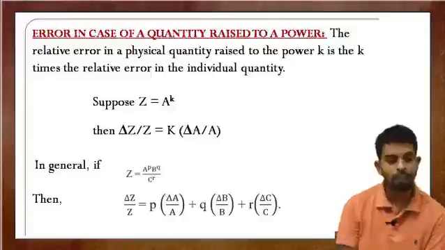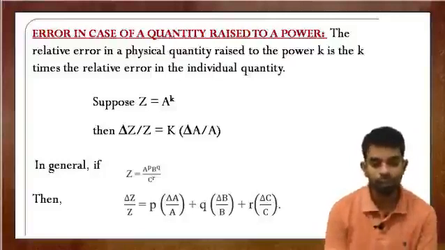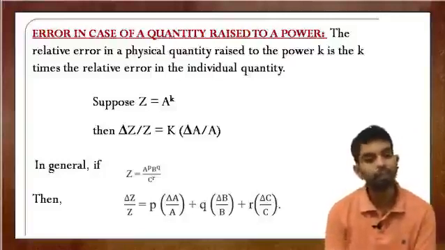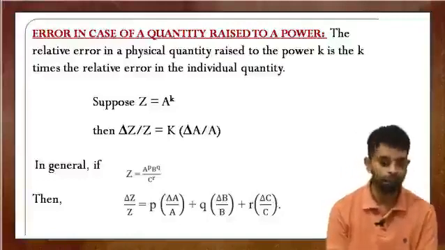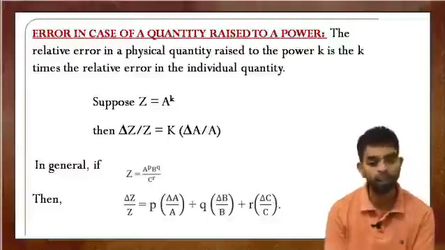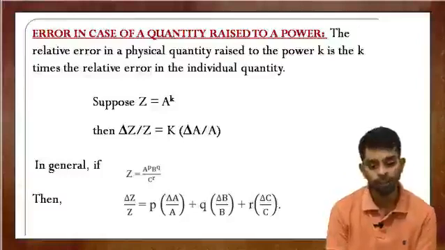Now, error in the case of a quantity raised to a power. The relative error in a physical quantity raised to the power k is k times the relative error in the individual quantity. Suppose Z is A to the power k, then what will be the error in Z? The relative error of Z, del Z by Z, is equal to k times the relative error of A, del A by A.